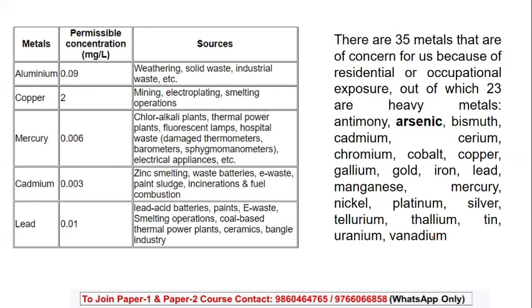So there are 35 metals that are a concern for us because of residential or occupational exposure, out of which 23 are heavy metals, and they are antimony, arsenic, bismuth, cadmium, cerium, chromium, cobalt, copper, gallium, iron, lead, gold, manganese, mercury, nickel, platinum, silver, tellurium, thallium, tin, uranium, and vanadium. Now, you may not get all of this, but at least remember the numbers: 23 heavy metals out of 35.